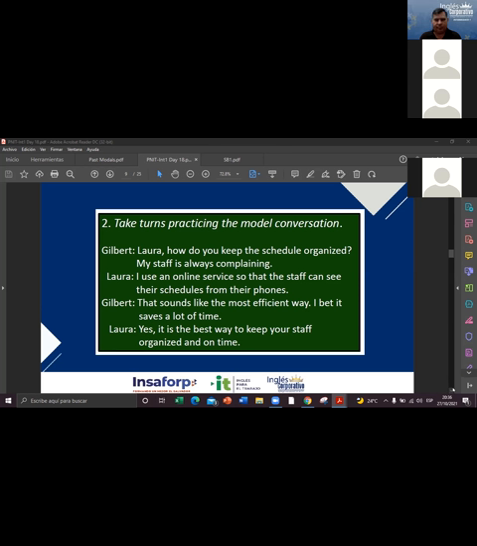Do you want to switch the roles? Okay. Laura, how do you keep the schedule organized? My staff is always complaining. I use an online service so that the staff can see their schedule from their phones. That sounds like the most efficient way. I bet it saves a lot of time. Yes, it is the best way to keep your staff organized and on time. Next, Guadalupe, Norbert.